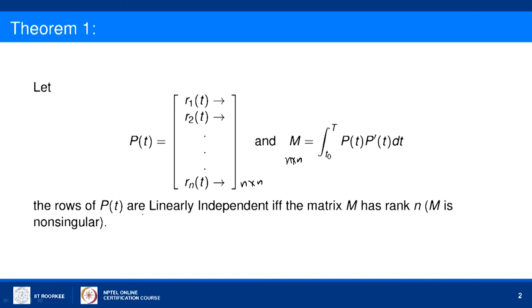Here each row is a function of t. We say that the rows of the matrix, as functions of t, are linearly independent, and the constant matrix M is non-singular. M, capital M, is a constant matrix. So the relation between P(t) and M is given by this expression.